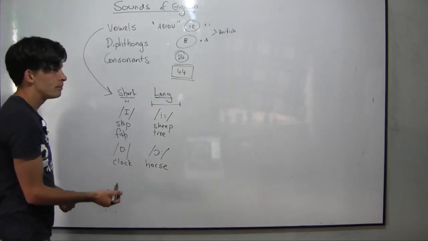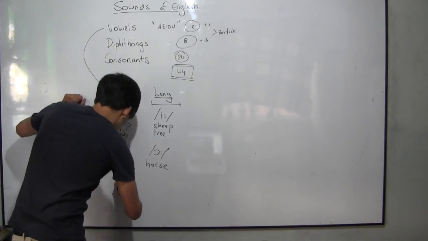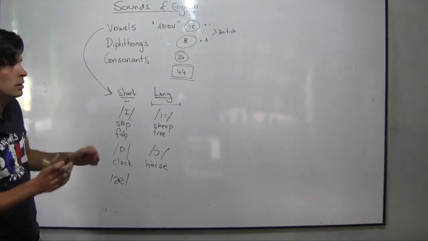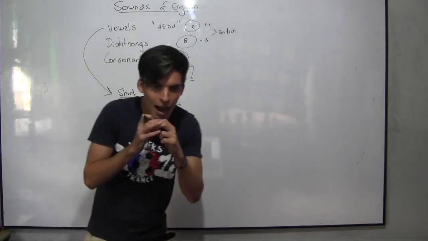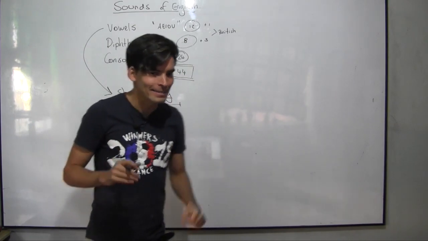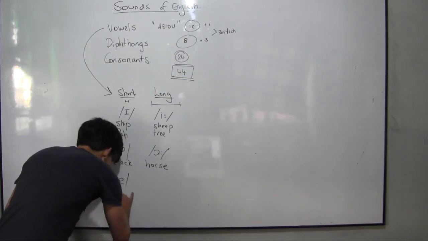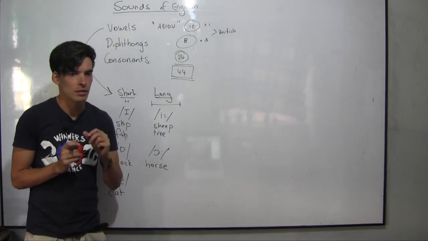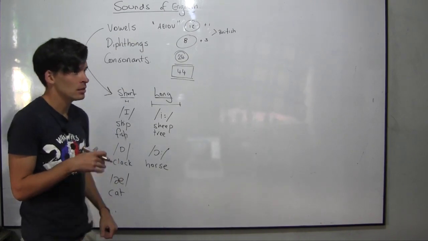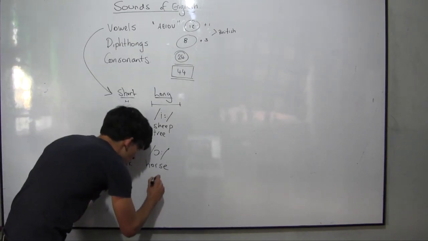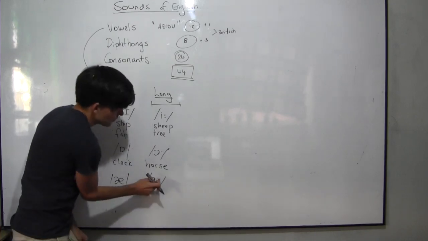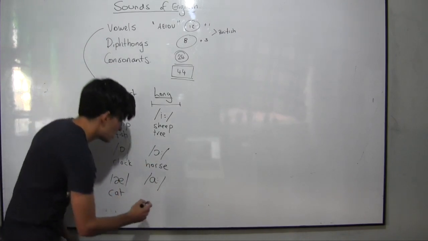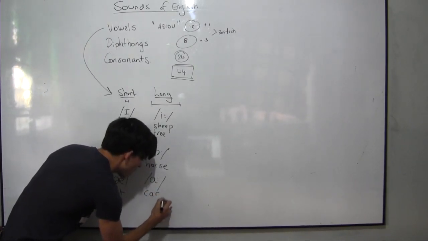Let's do another one. Okay? This one. Big mouth. Cat. Cat. Cat. Short sound. It's not ah, no, it's ah. Cat. Because the other one, you would have a long sound, which is similar, and it has these two dots. It has two dots, it means it's a long sound. So this one is more like car.